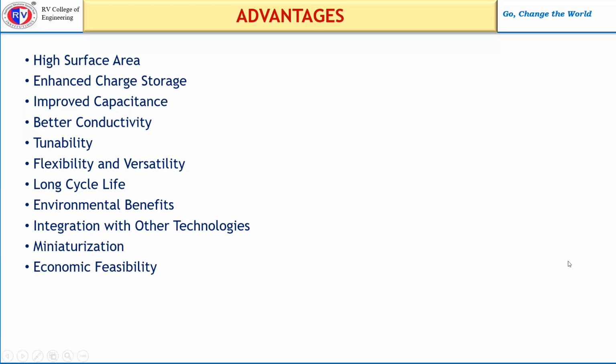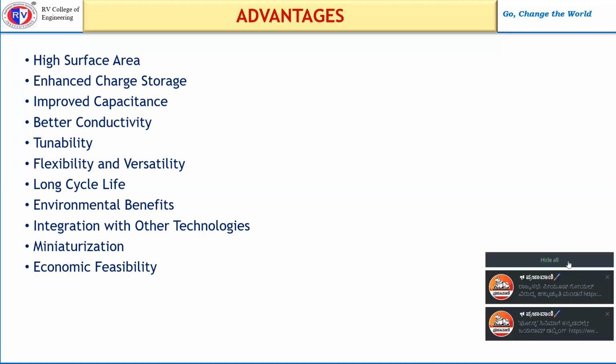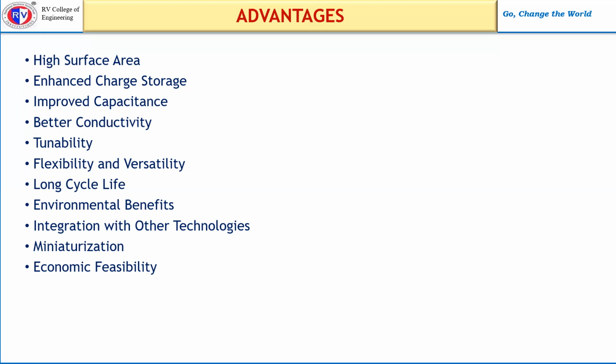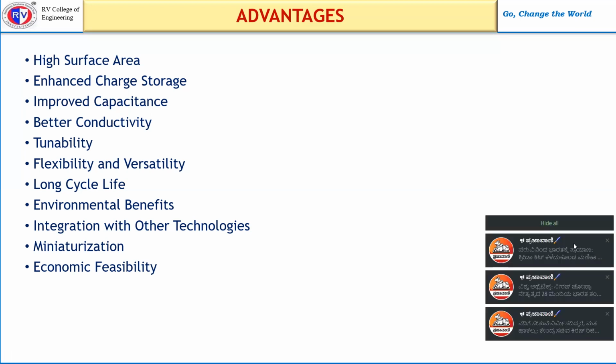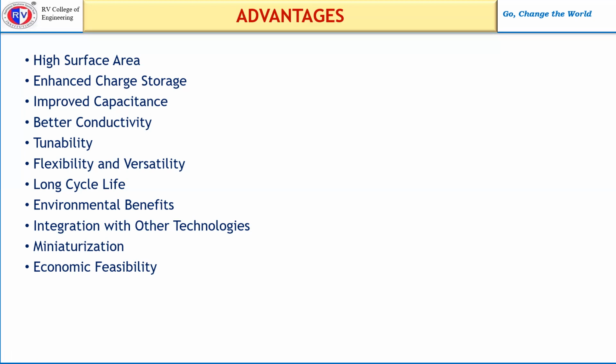Then tunability. Here the nanomaterials can be synthesized and engineered to have specific properties such as size, shape, composition, and surface functionalization. This tunability allows researchers to tailor the material characteristics to suit the requirements of different supercapacitor designs and applications. Flexibility and versatility. Here, the nanomaterials can be integrated into various electrode configurations, including flexible and wearable devices. Small size and flexibility enable the development of lightweight and compact supercapacitors suitable for diverse applications.